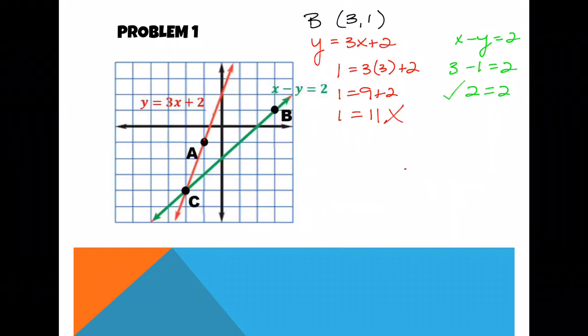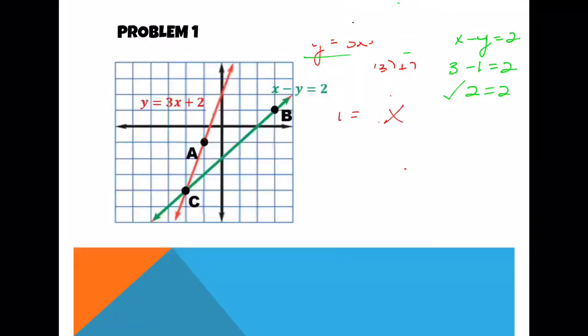So that one checks out. So the point B is in fact a solution, as we can see right here on the line. It is a solution to x minus y equals 2, and it is not a solution to y equals 3x plus 2. Okay, let's try that again for point C.